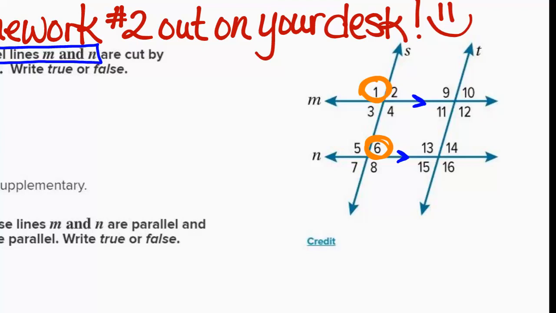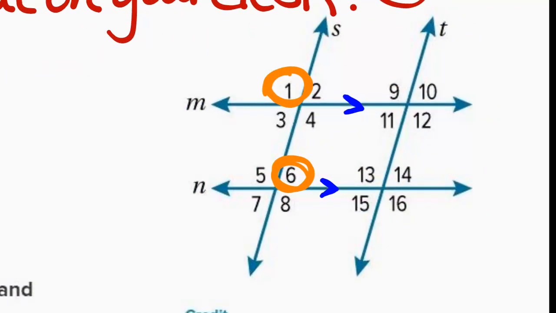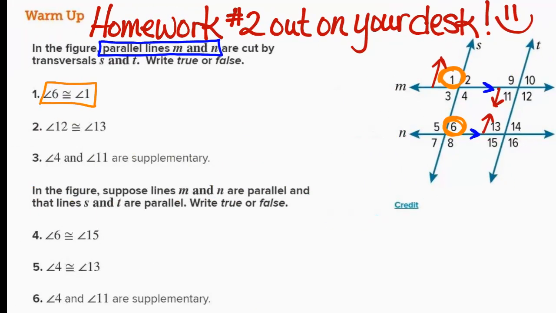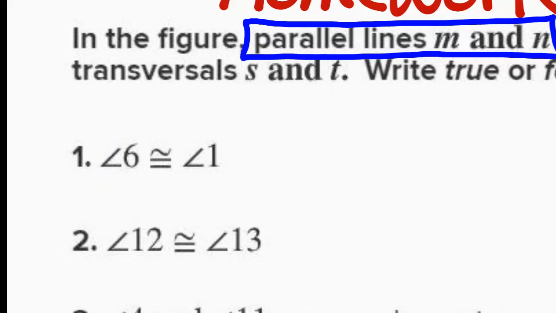No, those are not congruent angles. Angle 6 is an interior angle because it's in between my two parallel lines, but angle 1 is not in between my parallel lines. It's an exterior angle. The only kind of special angle pair that we have when one is interior and one is exterior is if they're on the same side of the transversal. So angle 2 and angle 6 are congruent, but angle 1 and angle 6 are not. So this would be a false statement.